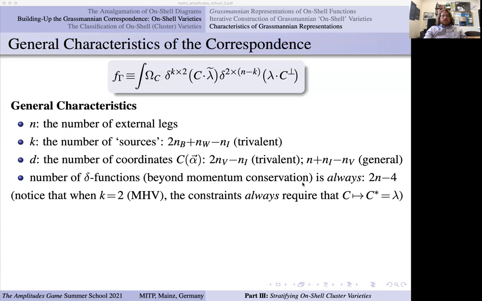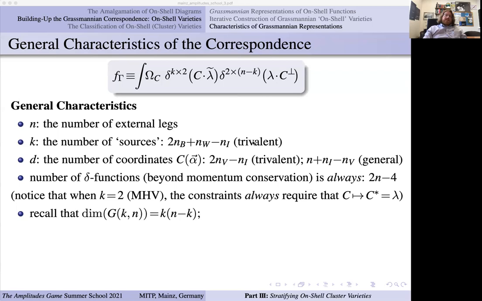Notice that when K is equal to 2, these constraints, in particular this constraint, 2 times n minus 2 of this, so you're looking for a 2 by n matrix C that contains lambda, well, that always ensures that C is equal to lambda. And so for K equals 2 amplitudes or on-shell functions, this whole C matrix business is a really stupid way of just talking about lambda, the particular 2 by n matrix lambda. But more generally, that's not the case. C has to contain lambda. It's not always equal to lambda.